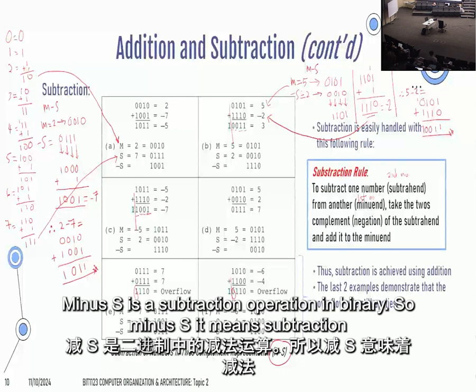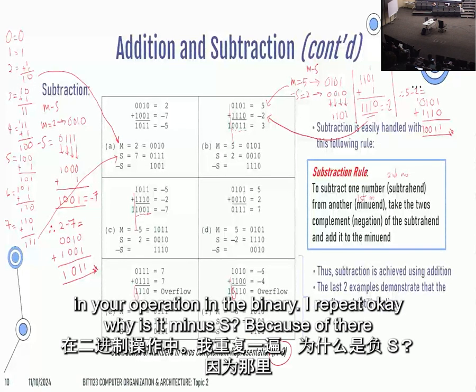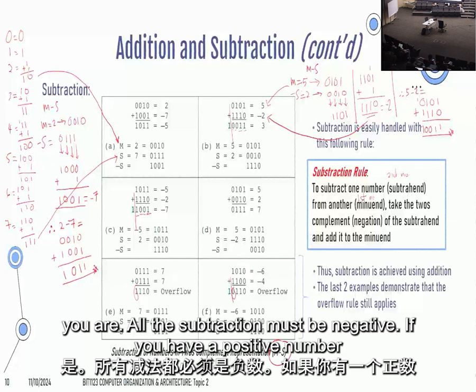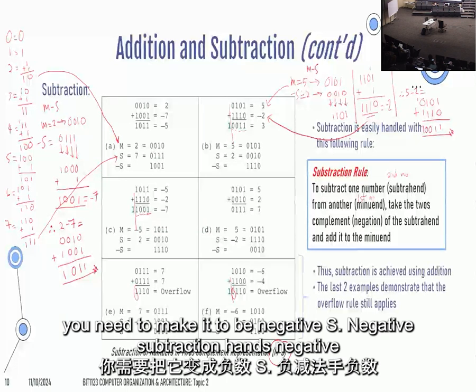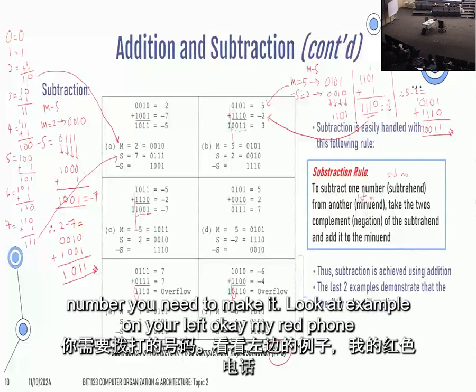Minus S is a subtraction operation in binary. So minus S means a subtraction operation in binary. I repeat, why did I say minus S? Because all the subtraction must be negated. If you have a positive number, you need to negate it to be negative S. A negative subtrahend means a negative number. You need to negate. Look at the example on your left.